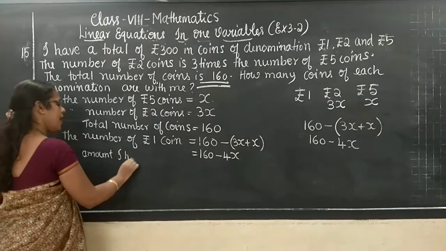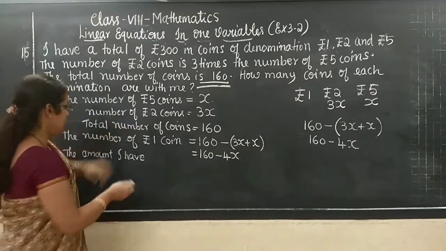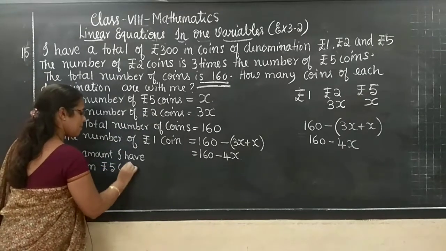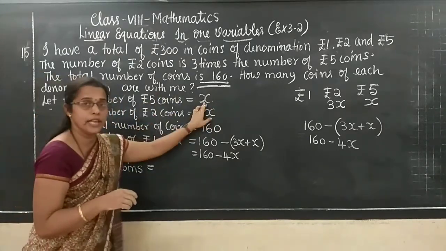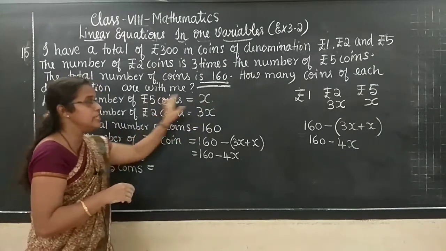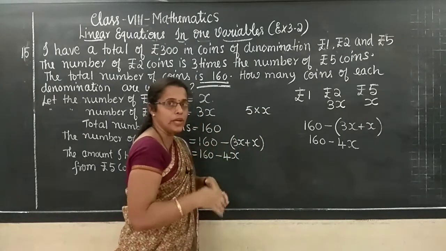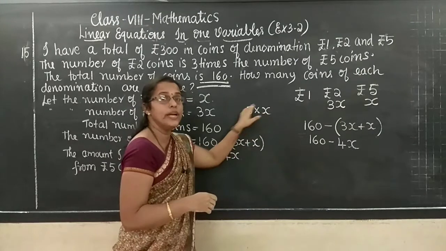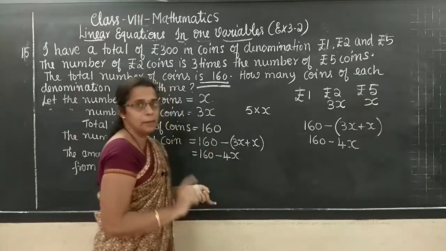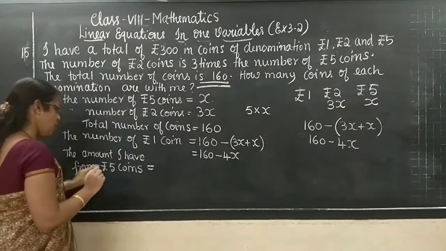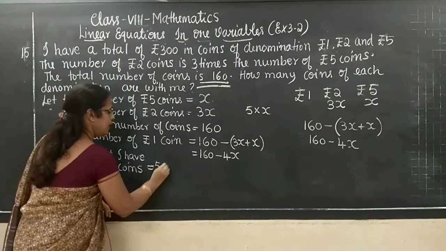The amount I have from 5 rupee coins. So 5 rupee coins, x are there. If 5 rupee coins, 10 are there, 50 rupees will become or not. So if 5 rupee coins, x are there, then 5 into x rupees I am having. 5 rupee, 10 coins means 5 into 10, 50 rupees. So how to find the rupees? This and this number I have to multiply. Is it okay? So the amount I have from 5 rupee coins is 5 into x.